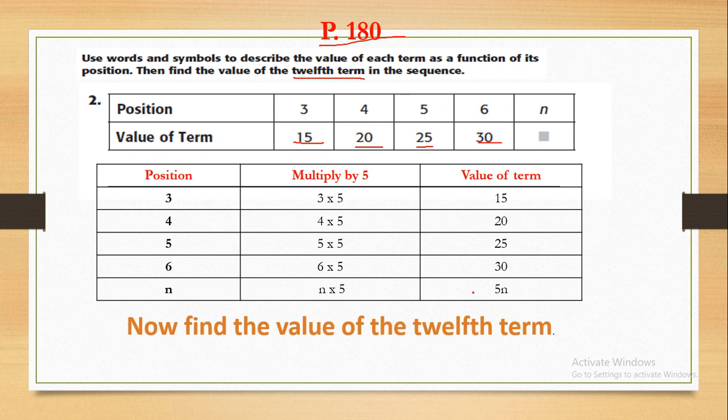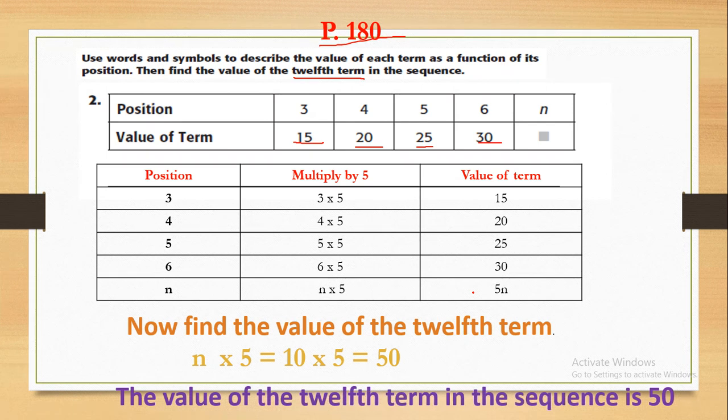Okay, now let's find the value of the 12th term. It will be n times 5, right? So I will cancel n, I will put 12. So 12 times 5 gives us 60. And the value of the 12th term is 60, okay?